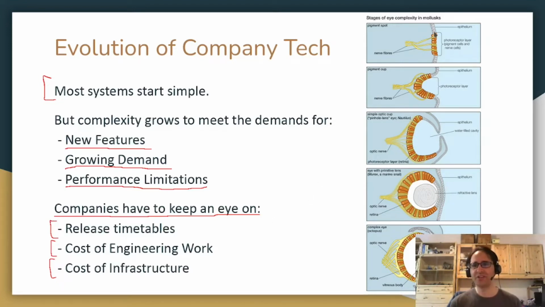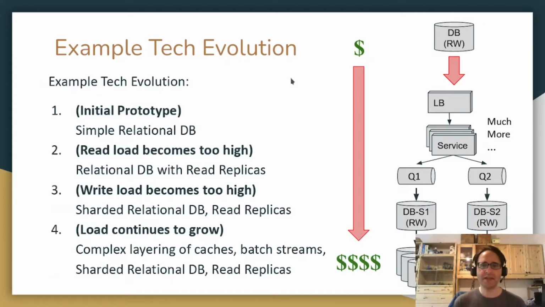In this image, I use the evolution of the mollusk eye to show like an increasing amount of complexity as the need arises. The back-end systems of a company may change. They may start with like an initial prototype, and that initial prototype could have something as simple as like a relational database. Customers need to know about nearby taxi drivers, and then drivers may be searched for to basically meet that demand. At some point, the read load starts to get too high. Your system's having a struggle to keep up. So a common solution is to add read replicas to your relational database.